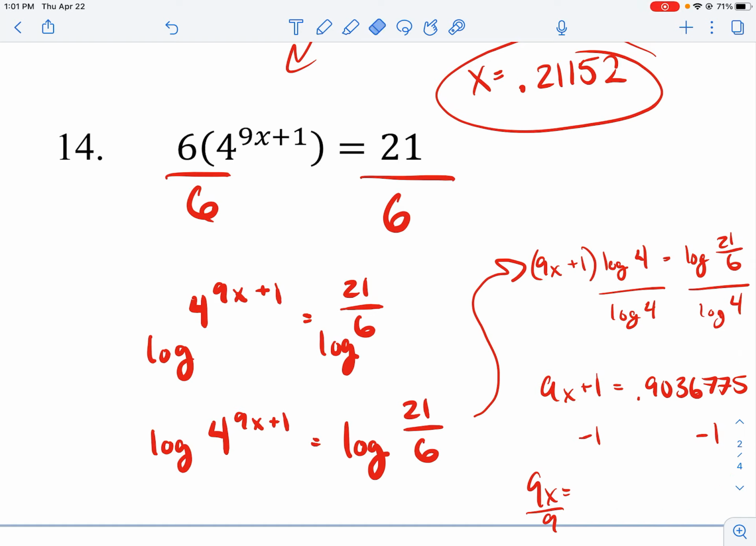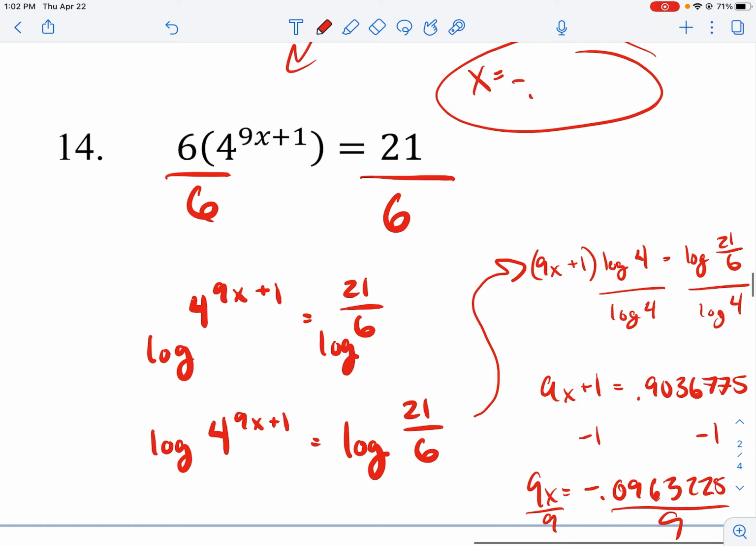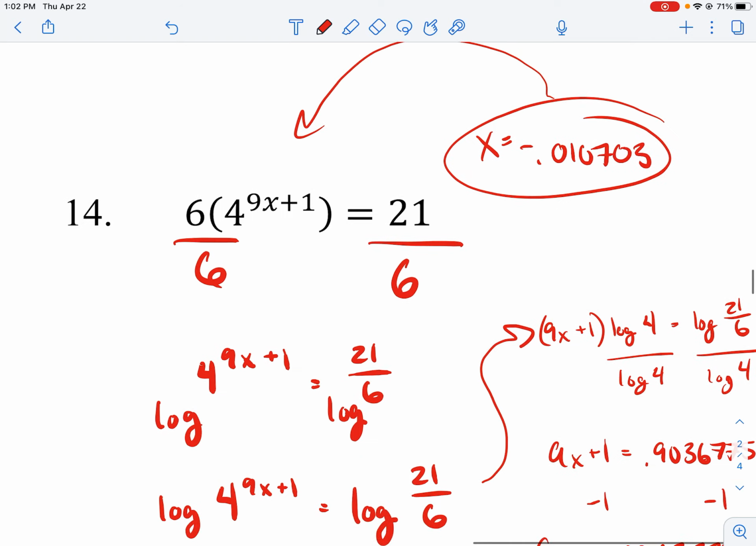So, there it is. Negative 0.096322. And then divide by 9. So our answer is not what I had up there. I apologize. Negative 0.010703. Okay, so now take all that and raise it to that power, right?